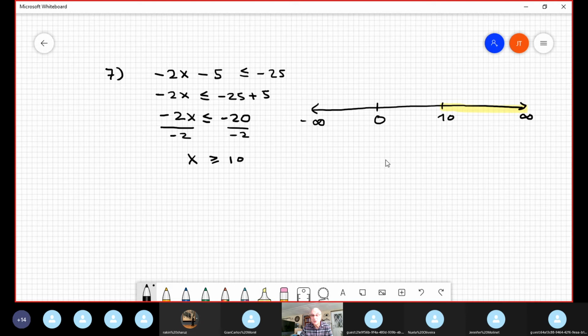So the way to indicate this is a bracket. And the notation is bracket 10, infinity. Do you see, with infinity and negative infinity, we never have a bracket. We always have parentheses. The reason is because infinity is not a number. Infinity is a symbol that indicates that this line continues forever in that direction, and you never reach it. That is the reason that you never touch infinity. Super clear?